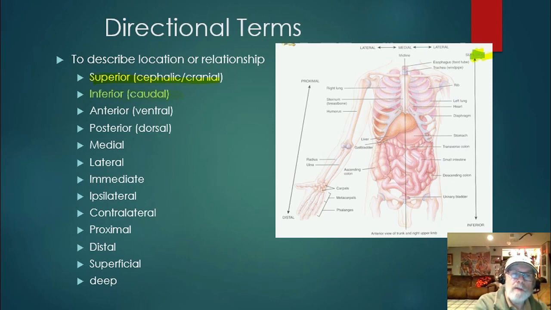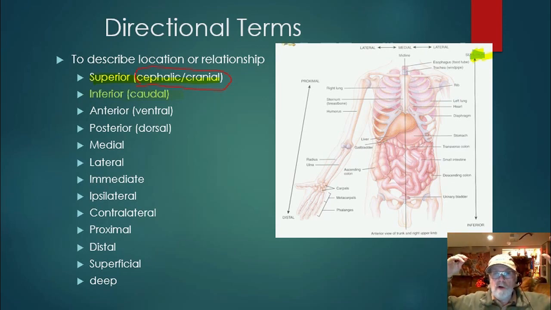Another word for superior is also cephalic or cranial. Cephalic or cranial also means the top. So anything that's closer to the top of the body is superior, cephalic or cranial. Anything that's closer to the bottom of the body would be called inferior, or caudal.